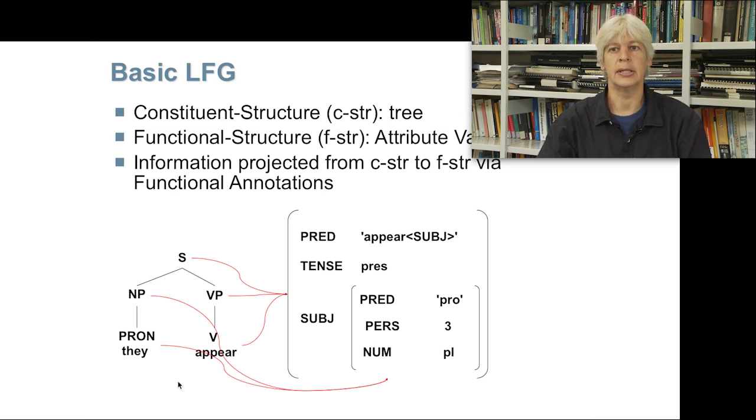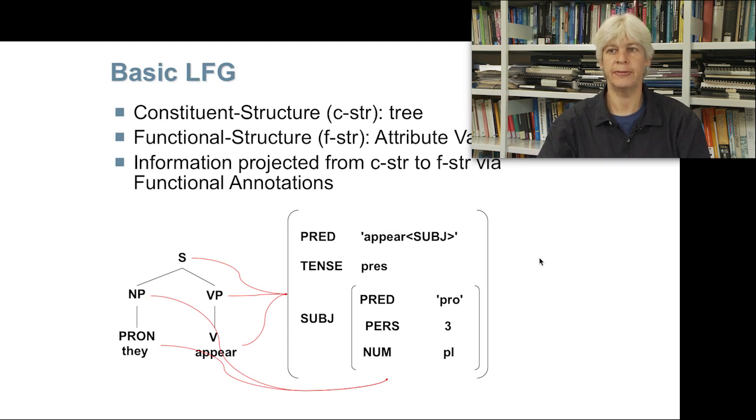This C structure tree is annotated with functional annotations, which are projected into something that is called the functional structure, F structure. That is the thing shown on the right here. This is an attribute value matrix, or an AVM, and it collects together the functional information, basically dependency information about the clause. So what you have is a main predicate, that is appear, and that subcategorizes for a subject. This subject has a predicate that's pro, so it's a pronoun. It's third person and it's plural. That's the information we have about the subject. And what we also have as information is that it's present tense.